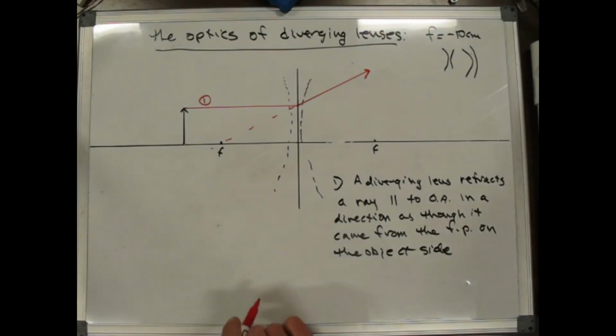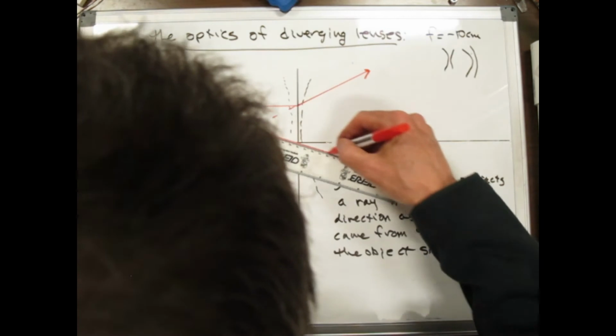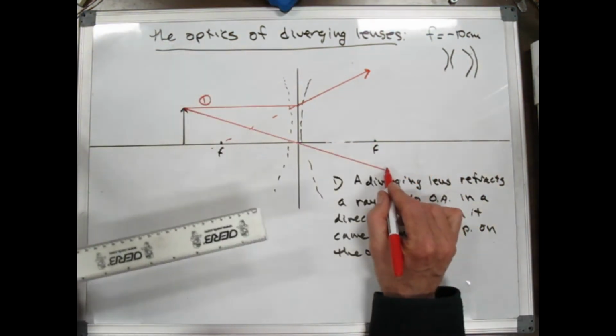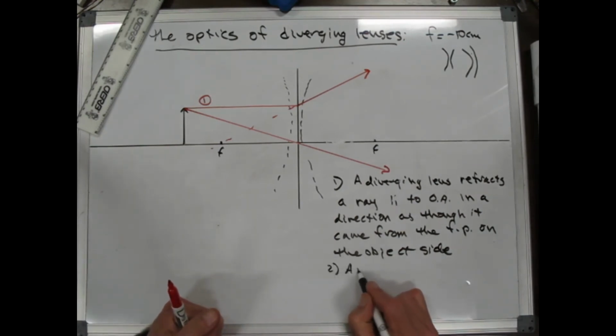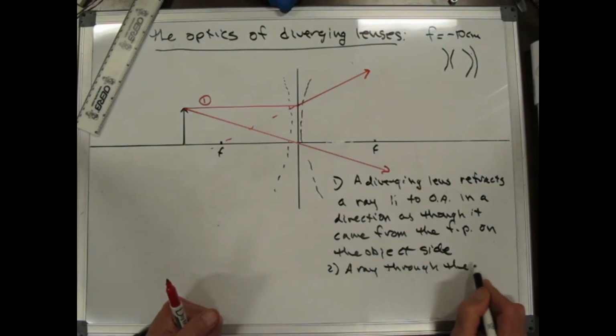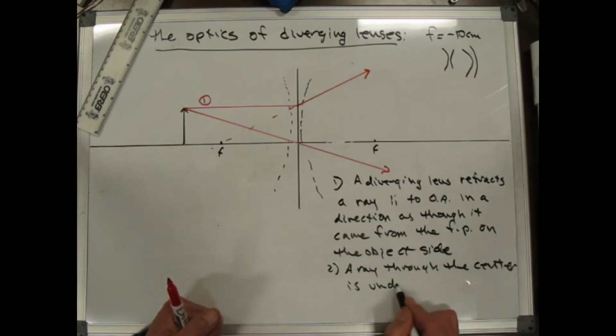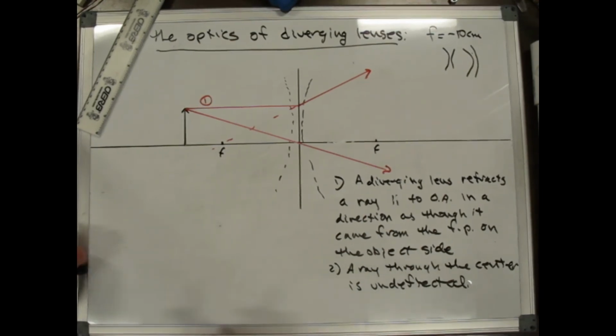So our ray number 2 is through the middle, just like with converging lenses. For diverging lenses, the ray through the middle is undeflected. Finally, and this one's a little trickier, so this is ray number 2.